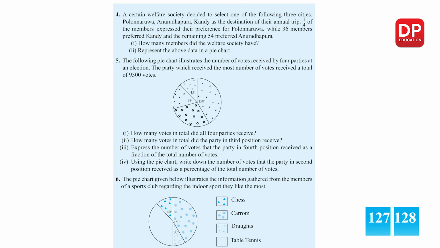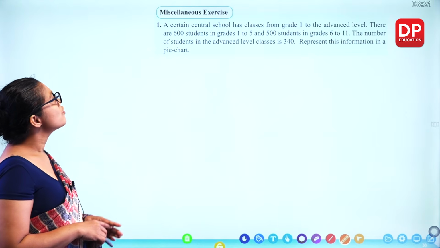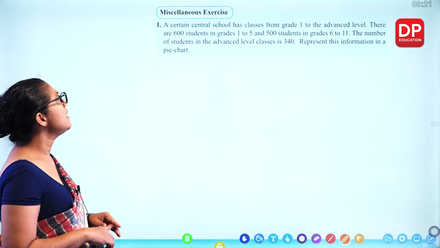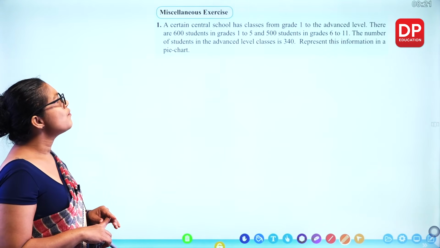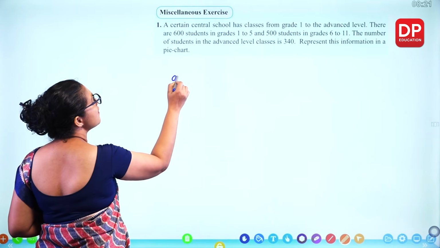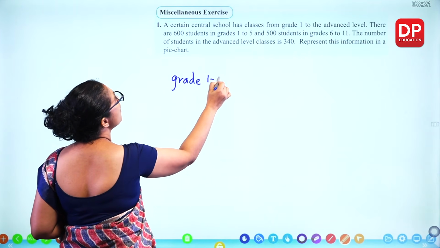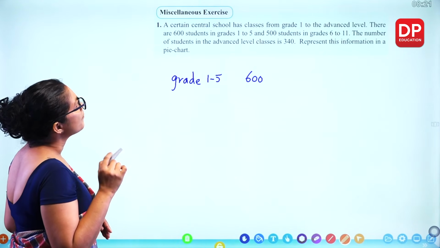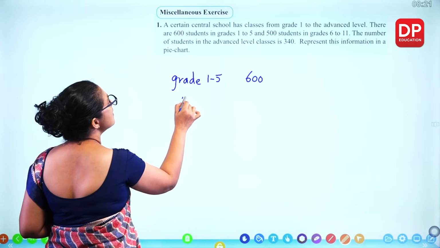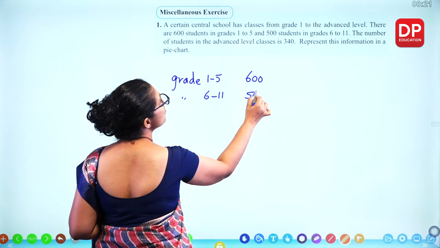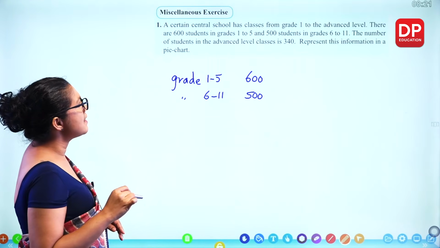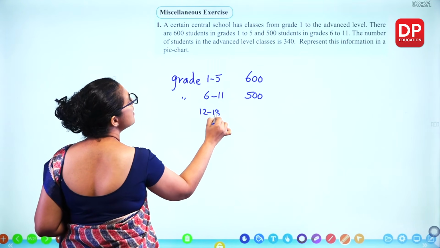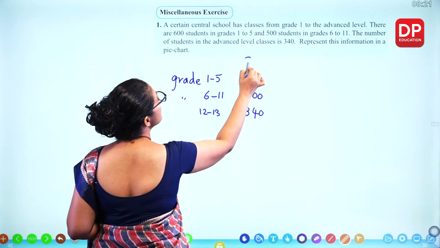Now we'll look at the miscellaneous exercise in your textbook. So the first question: a certain central school has classes from grade 1 to advanced level. There are 600 students in grade 1 to 5. So here I can write down this. Grade 1 to 5, there are 600 students. Then 500 students in grade 6 to 11. The number of students in the advanced level class is 340. So that means grades 12 and 13, 340 students.